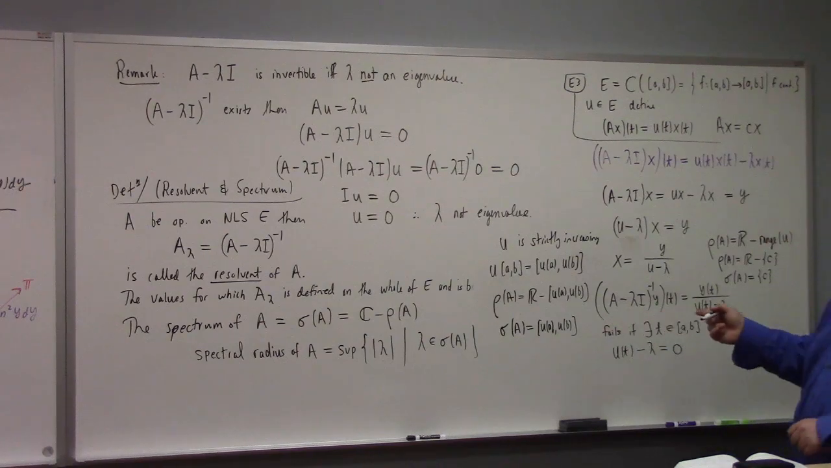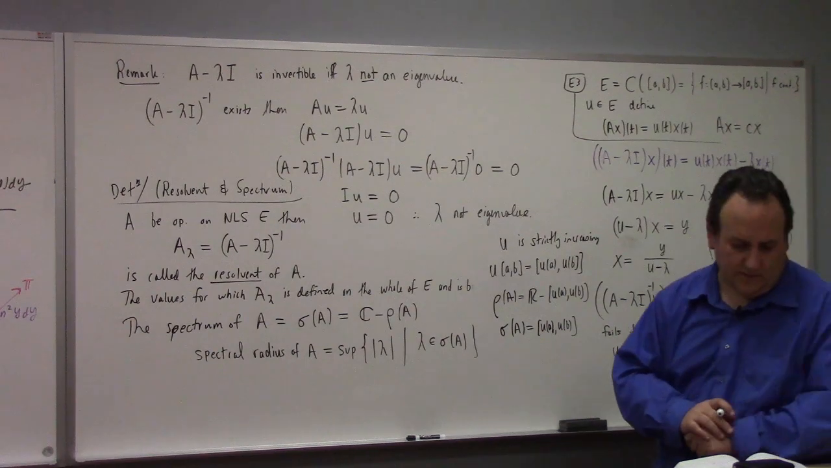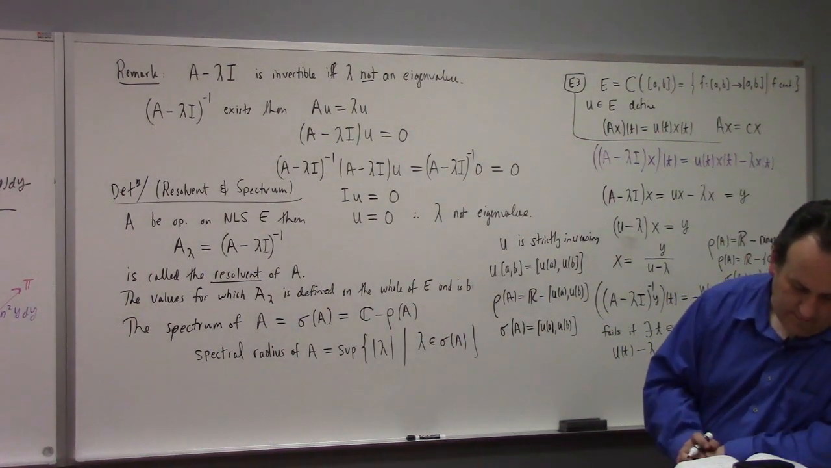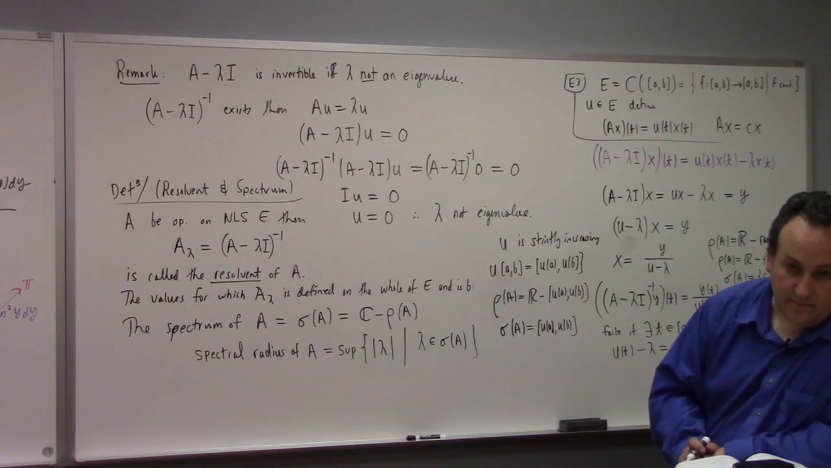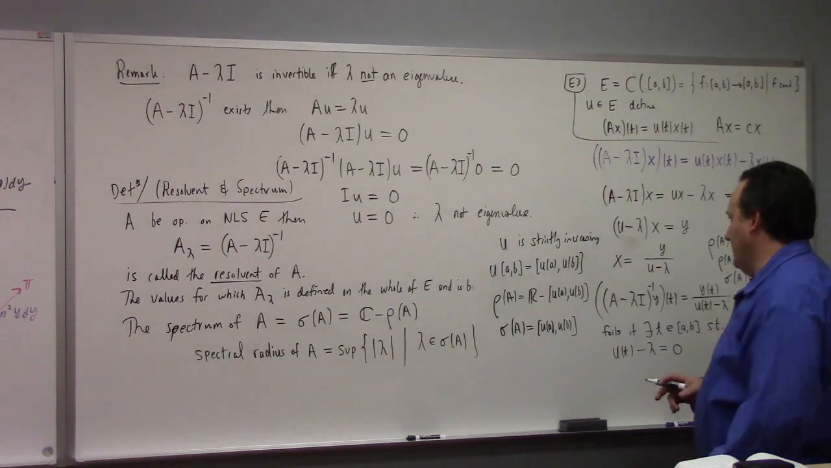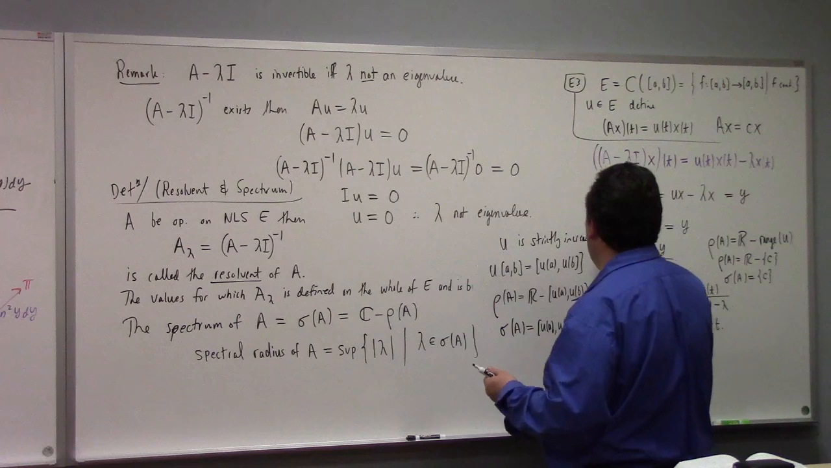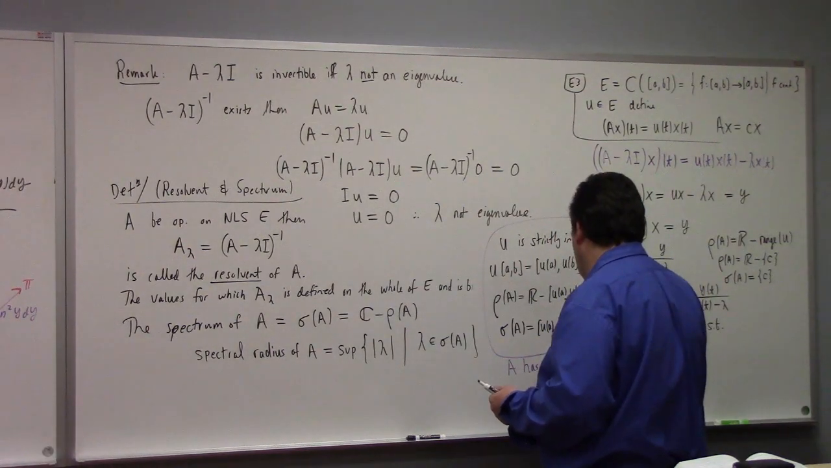And so in this case, the spectrum is the range of U. And I think in this case, what does he say here? Well, he claims that it has no eigenvalues. So he says in this case, A has no eigenvalues.